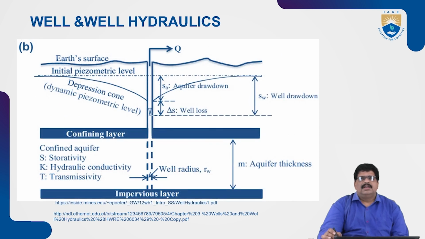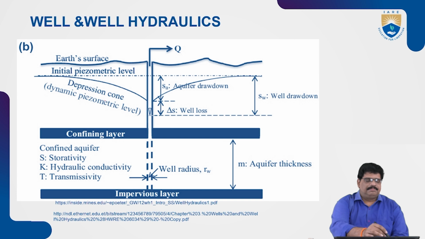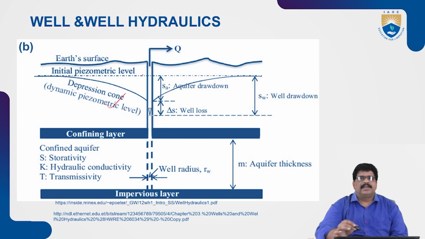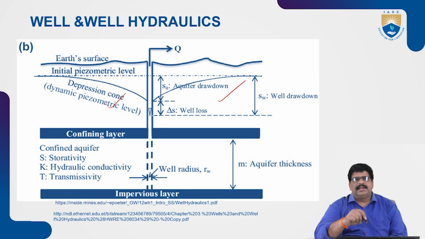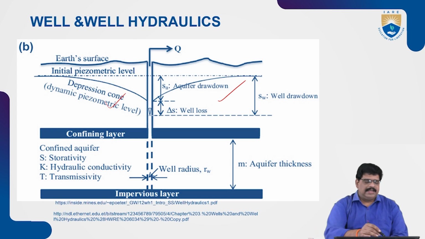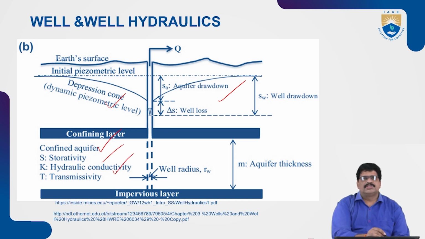In this diagram, what we understand is the surface of the initial piezometric level, the depression zone cone, the aquifer downwards and also the well downwards, and the confined layers. For the confined aquifer, S is the storage coefficient, there is also hydraulic conductivity, and T is equal to transmissibility.